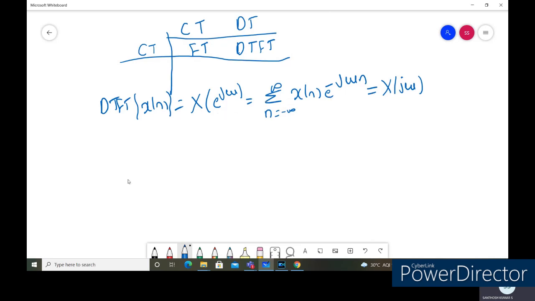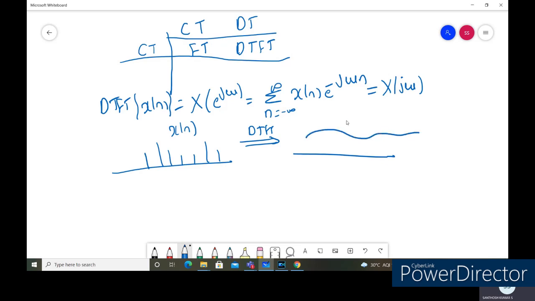Here the signal x of n is discrete in nature, but it's an aperiodic or non-periodic signal. When you take the discrete time Fourier transform of this, it becomes X of e to the power of j omega. It's a periodic spectrum that you get here, with respect to the omega axis. It is continuous in the frequency domain, but discrete in the time domain. That's the advantage of the DTFT.